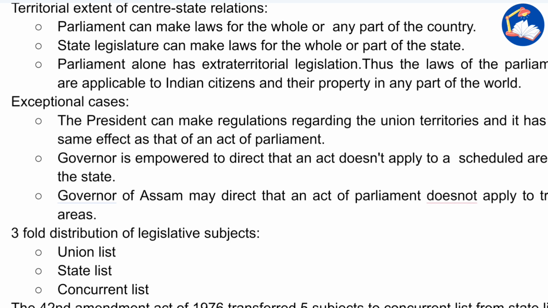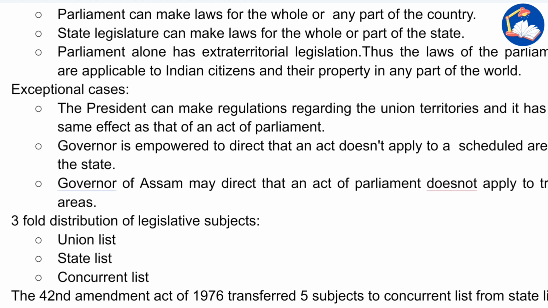Okay, exceptional cases. The President can make regulations regarding the Union territories and it has the same effect as that of an act of the Parliament. So, what does the President make? The President is making regulations. Regulations are enforceable by law. Like when you break regulations, you can be punished.